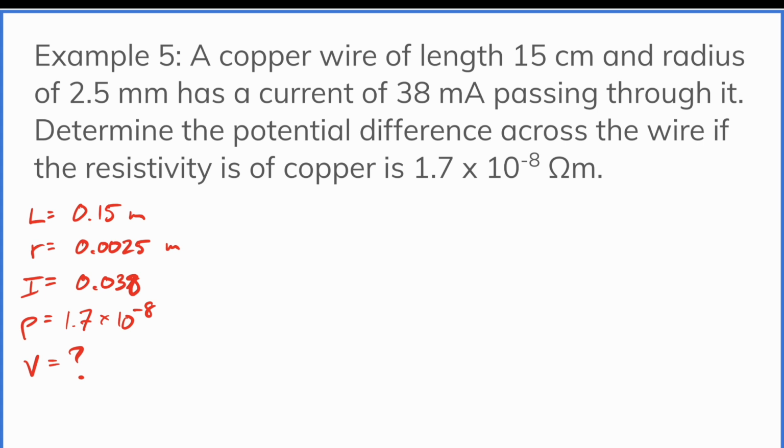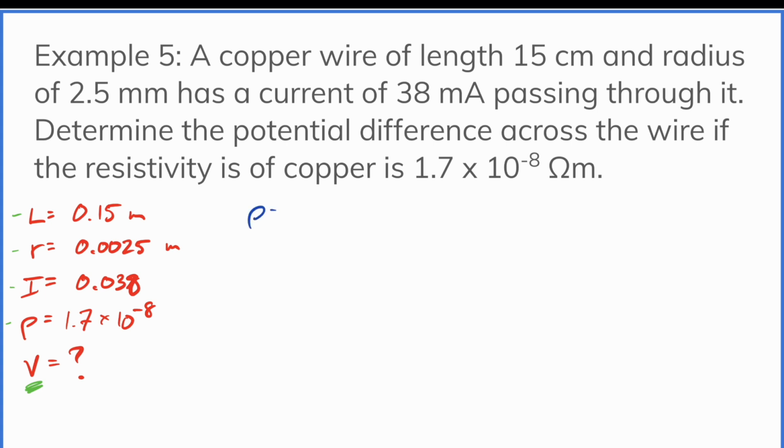And so we have to figure out what's connecting all of this stuff and why we have all this information. So looking at L, R, and rho here, that makes me think I can calculate the resistance. And then if I have the resistance and I have the current, then I can find the potential difference. So really what I need is this two-step problem here. I first want to find the resistance, then I'm going to find the potential difference.